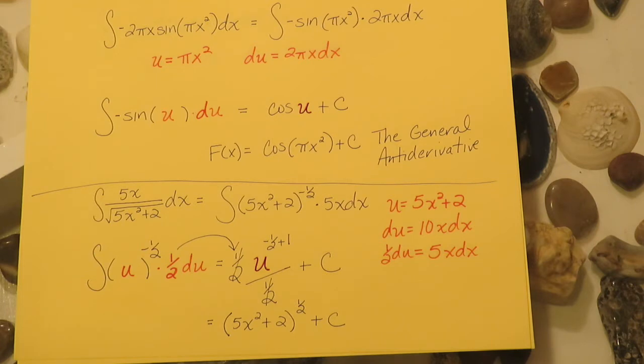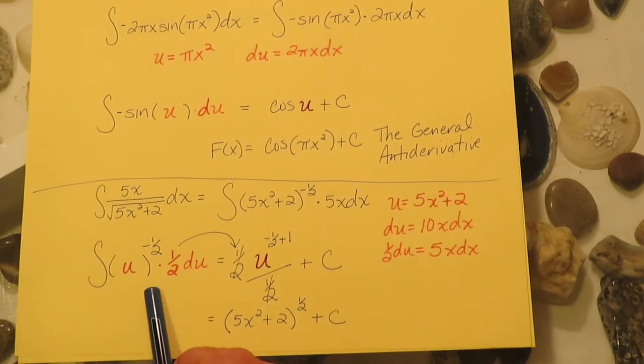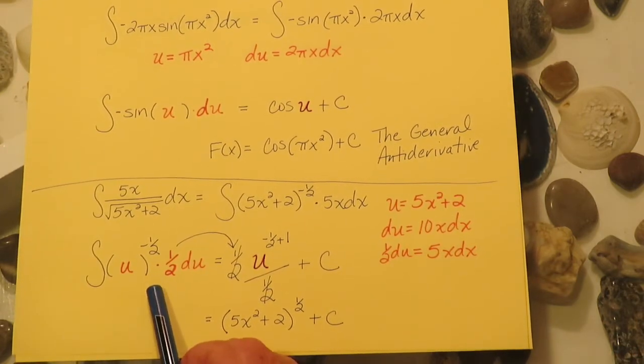The interior function, or the composed function, is 5x squared plus 2, and its derivative is 10x dx. So notice I have 5x dx, not 10x dx. So half, or 1/2 times du, or du divided by 2, will equal 5 times x dx. So when I go to replace things, I want to make sure that I haven't changed the original.